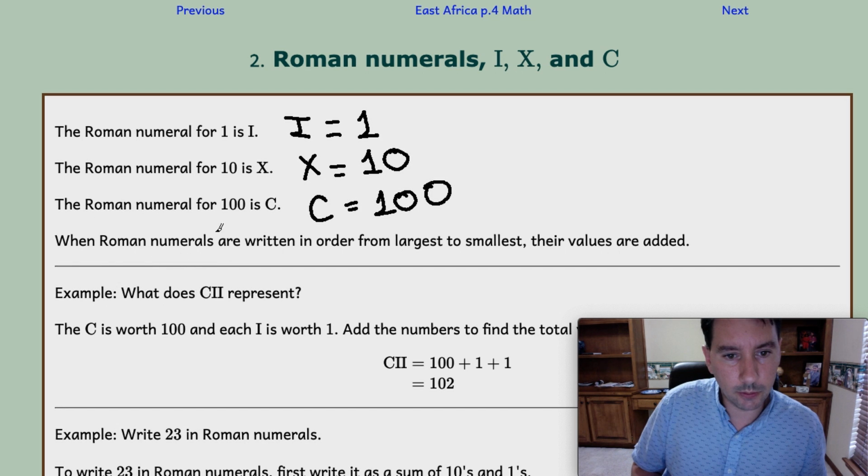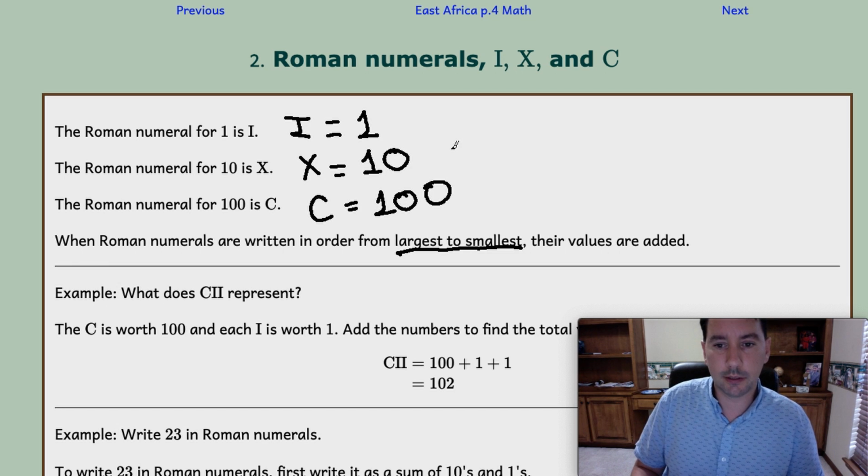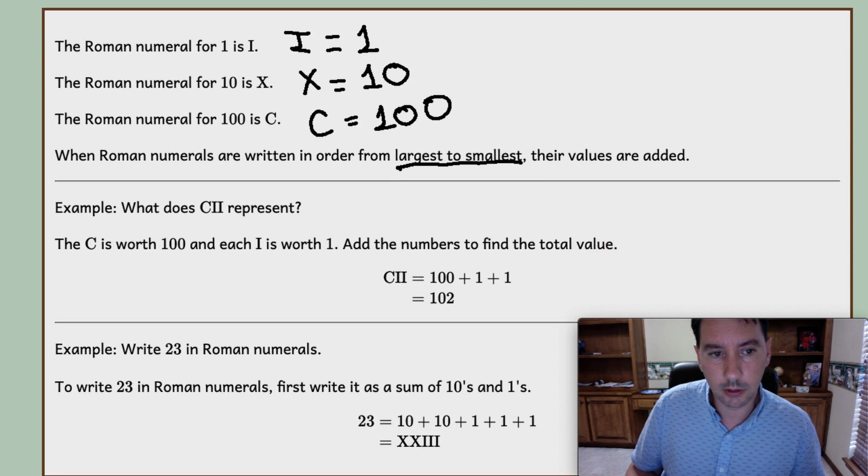When we write Roman numerals, we write them from largest to smallest, with some exceptions that we'll get into in a later lesson. But for now, these numbers are going to be written from largest to smallest, and their values are added. So let's look at an example.